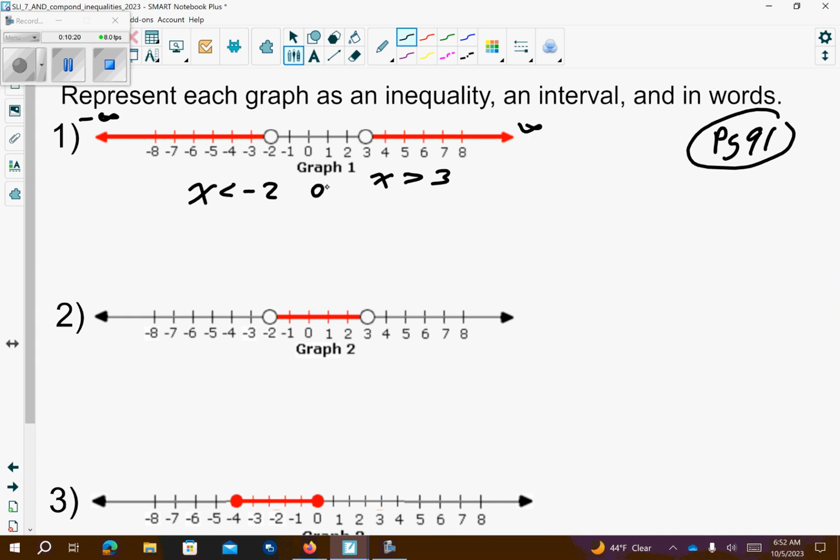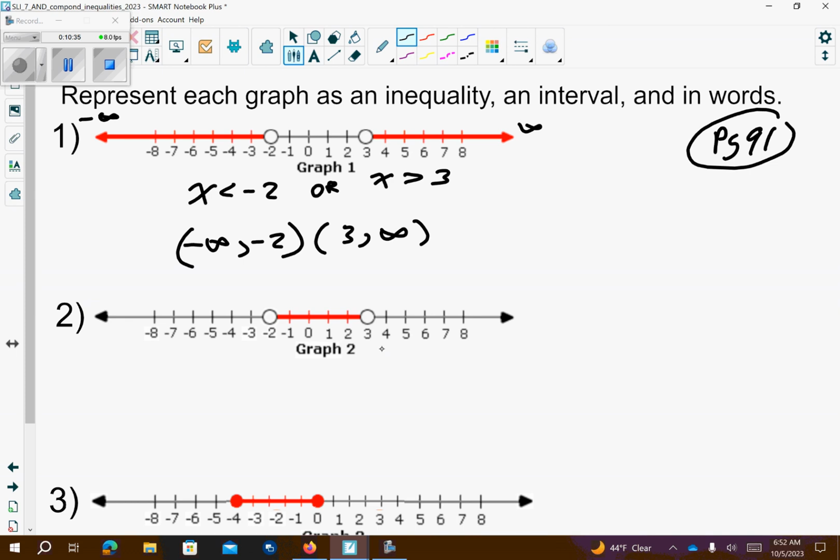I would say this is going to be an OR problem because it's shading away. So my interval notation is going to go from -infinity to -2. Soft brackets on both. 3 to infinity. There's our answer.